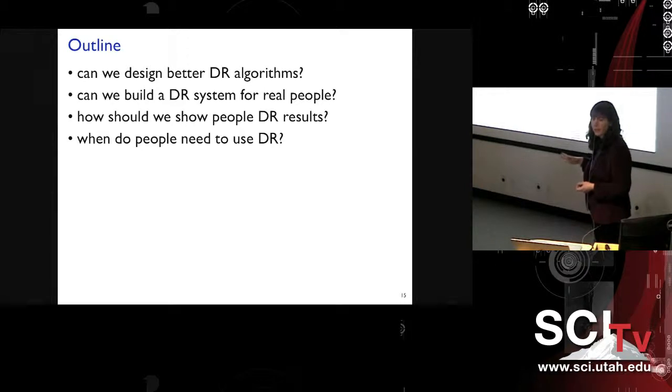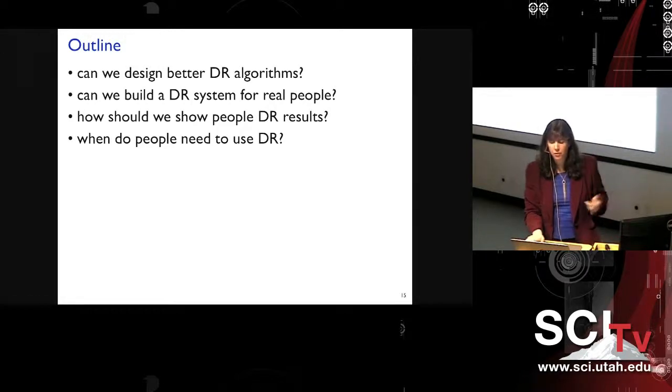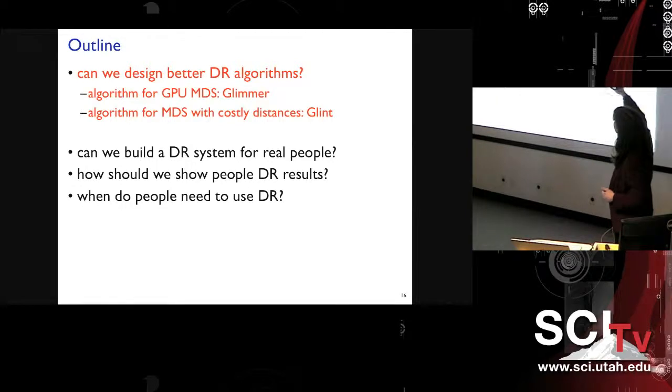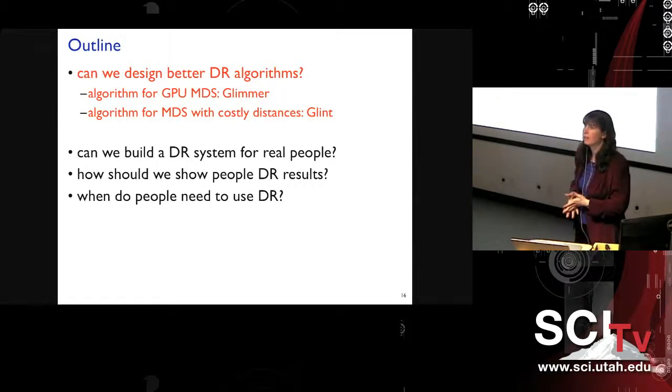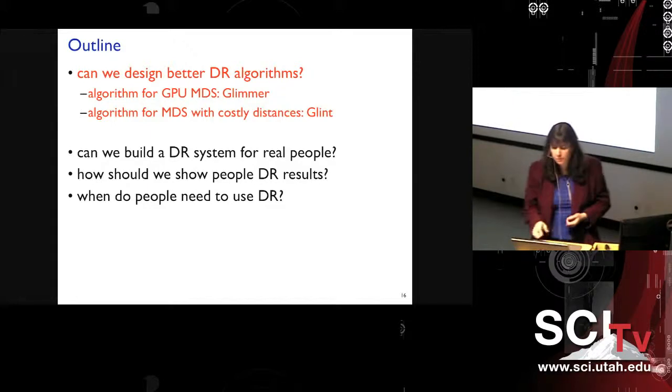So the outline is, can we design better algorithms? Can we build a DR system for real people? How do we show the results? And when do we need them? So what I'm going to focus on at the beginning is this question of designing better DR algorithms. This is both the place we started quite a while ago and also the place we continue coming back to. So we'll talk also about more recent work.